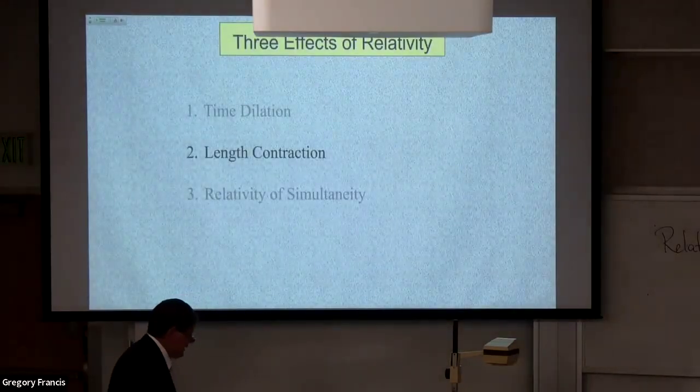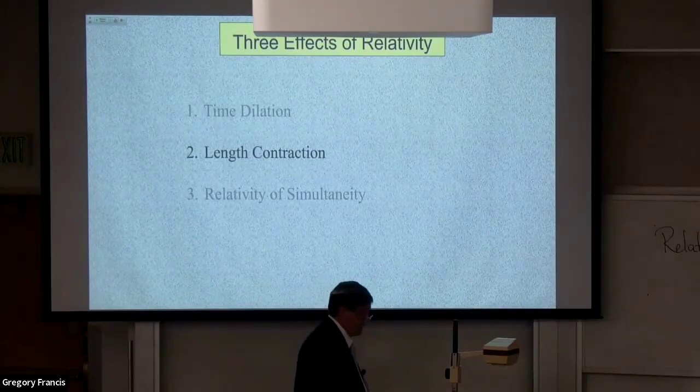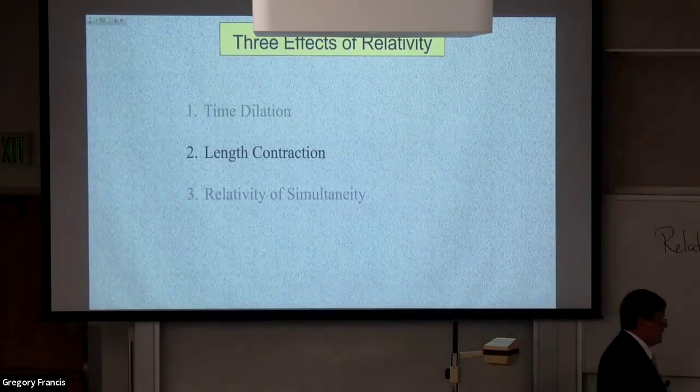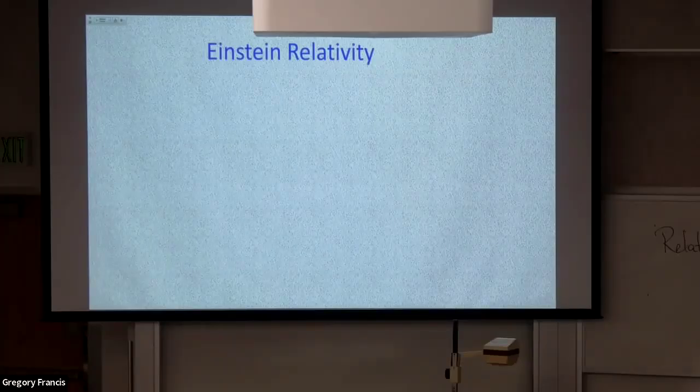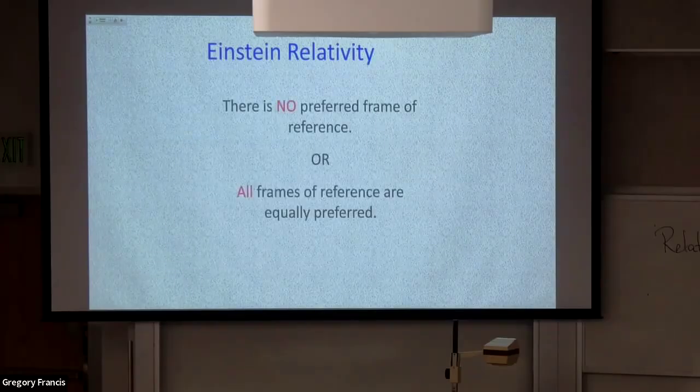Now, the second weirdness that comes from relativity is length contraction. And this comes from that first postulate, the relativity postulate, and that says that there is no preferred frame of reference. Or maybe a better way of saying it is that all frames of reference are equally preferred. We're all special. That's what we learned at conference, if you'll remember.